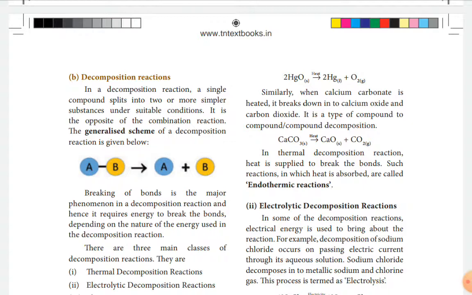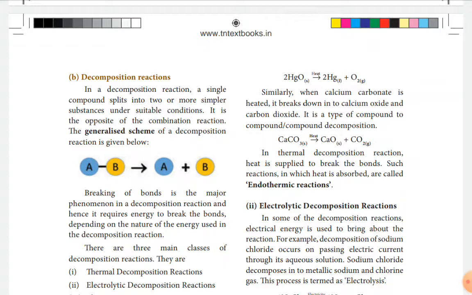A single compound, when you heat it, gives two products. That is called a decomposition reaction: a single reactant breaks down to give simpler products. Generally, this type of reaction is illustrated using the same notation we learned in the combination reaction. A plus B gives AB is combination. Opposite to that, AB gives A plus B. AB is a compound, and this compound splits into simpler substances like A and B. This is called a decomposition reaction.